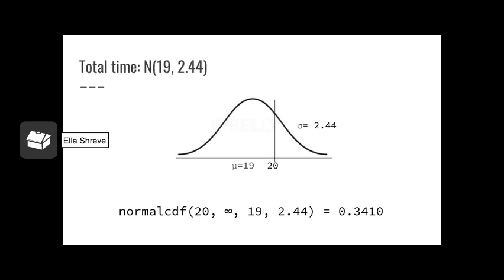For this problem, you're going to use the normal CDF function on your calculator and start at 20 and go up to infinity, since this is the region that you're trying to calculate for. You use 19 as your mean and 2.44 as your standard deviation. From this, you come out with a 34.10% chance that your friend will have to wait.